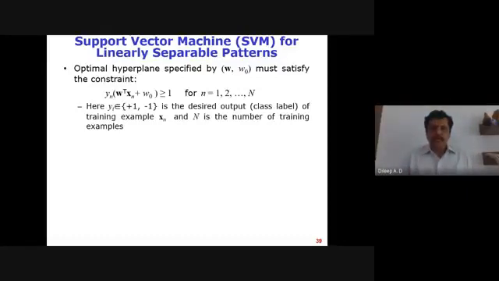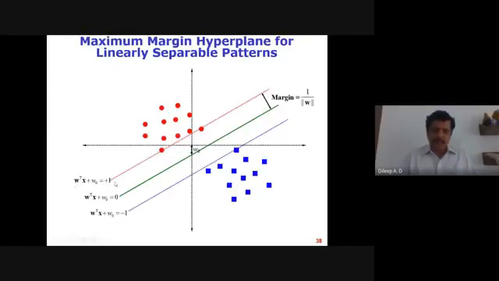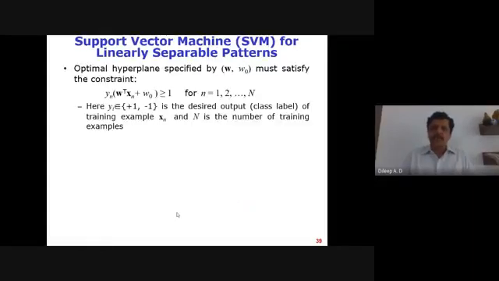If I multiply this with Yn, and the example belongs to the positive class, Yn is positive, then W transpose Xn multiplied by Yn should be greater than 1. Similarly, if Yn is -1, then again it is greater than 1. So that is the constraint we are putting here. This constraint holds for every training example, n equal to 1 to N.